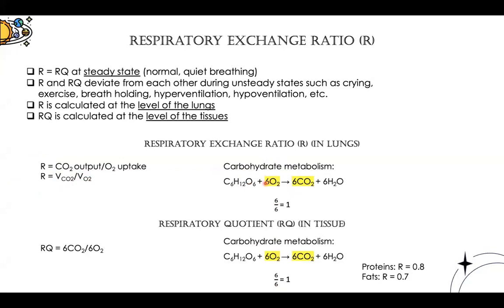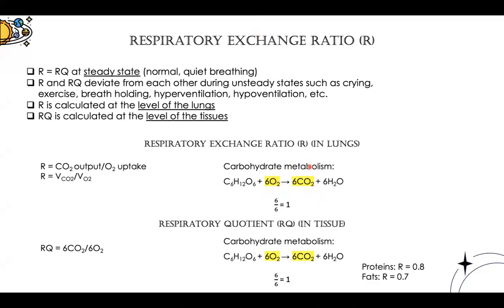The reason is that usually, for example, for carbohydrate metabolism, I'm sure you've seen this equation in high school. You have 6 carbon dioxide molecules produced for every 6 oxygen molecules that you consume. You divide carbon dioxide over oxygen and you get a ratio of 1. You could use volume here, but it's just a ratio, so it doesn't really matter if you use volume or 6/6. If you use the carbon dioxide molecules over oxygen molecules, it's the same thing.